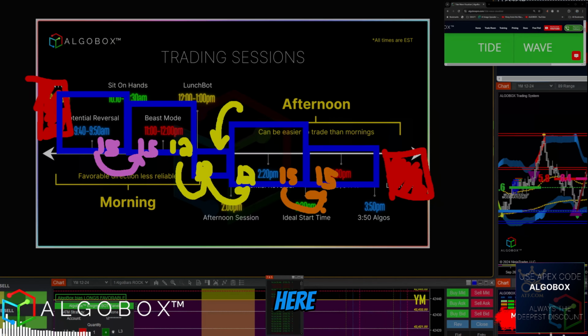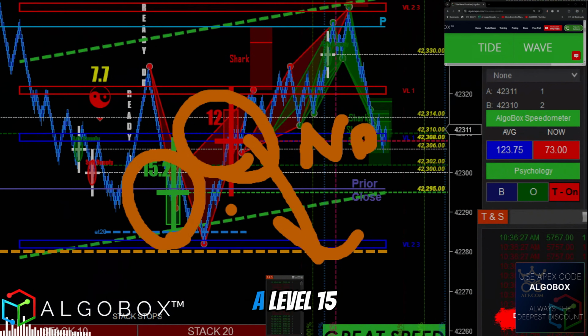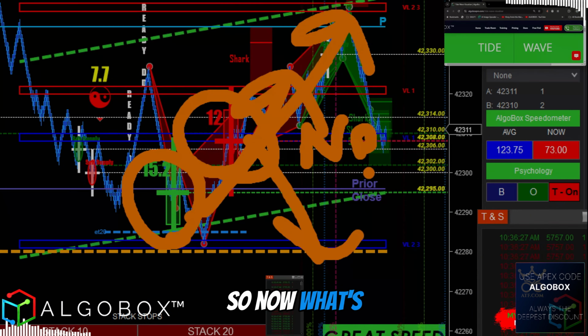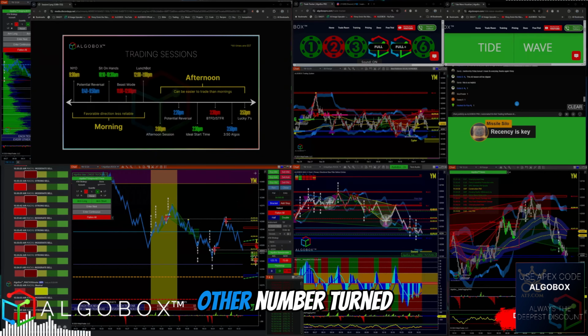Can everybody see that 15 was a major pivot right here? We've come down to an area and 15.2 pushed it back up. Recency is key. What is the number that turned this whole area? Can you see that a 15.2 made a major turn? I'm not going to be looking for a major pivot turn. Did that 12 turn it down? In my strategy theory it's because it would require at least a level 15 to turn it. So now what's on the table? 15. Until some other number turned it.